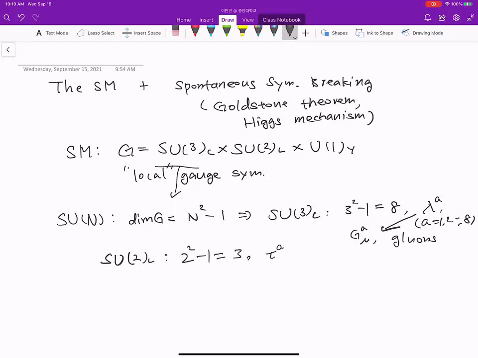And we have, let me write this, the Pauli matrices will be the transformation matrices. So i runs over 1, 2, and 3. And the associated gauge fields W_i mu, those are the weak gauge bosons.